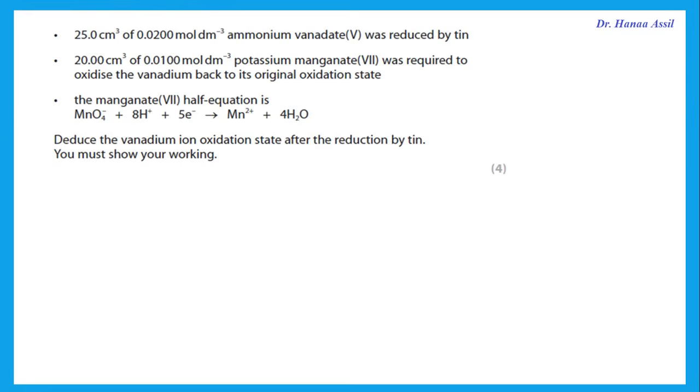So we add potassium permanganate to oxidize it back to its original oxidation state, which was +5, and we determine how much potassium permanganate was needed, and from that I can determine whether it had been reduced by tin to +4 or +3 or +2 and so on. So from the amount of permanganate, deduce the vanadium ion oxidation state after reduction by tin.